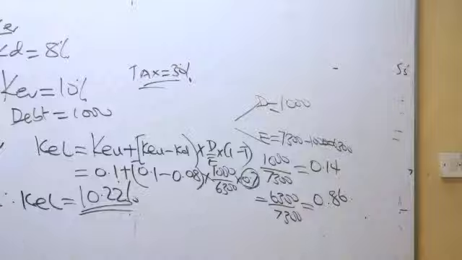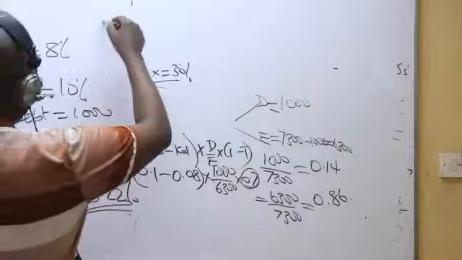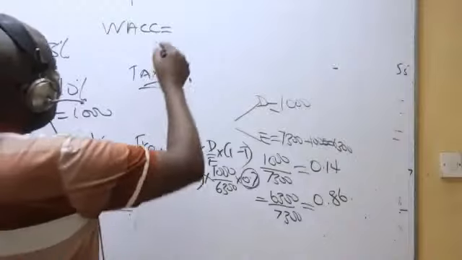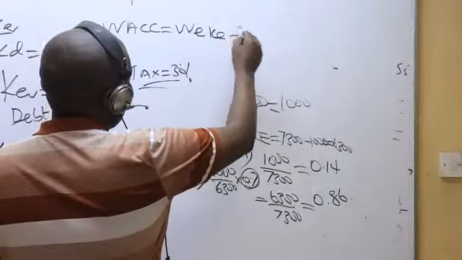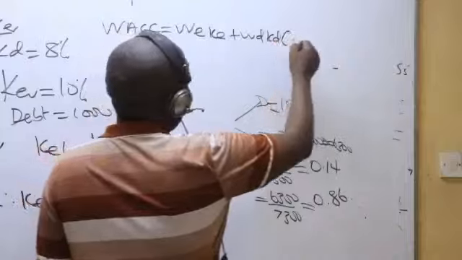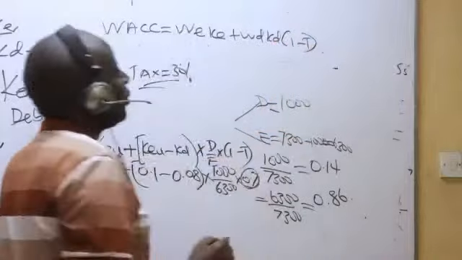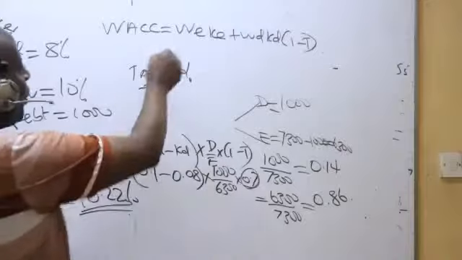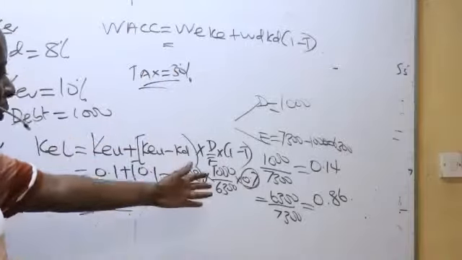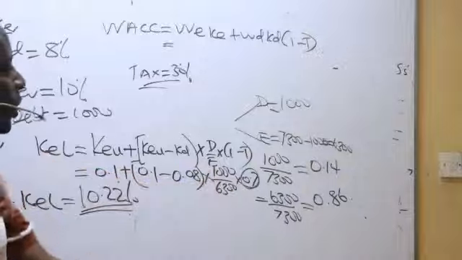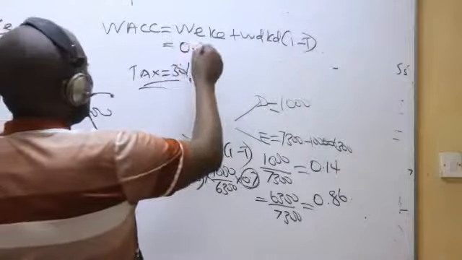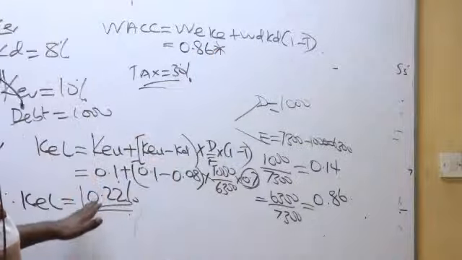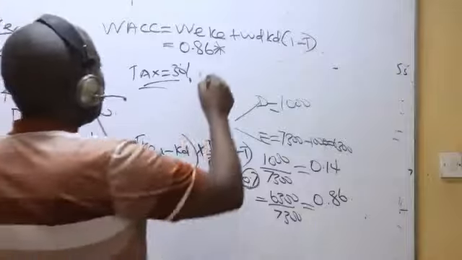After this, they want us to give them the WACC. We know the formula. It is weight of equity times cost of equity, plus weight of debt times cost of debt times 1 minus tax. The weight of equity, we already have the figure, 0.86. So we have 0.86 times cost of equity. Cost of equity is the KL, this 10.22%.